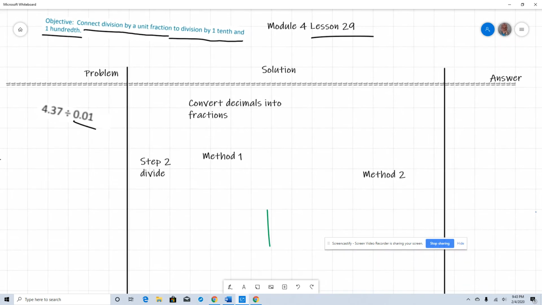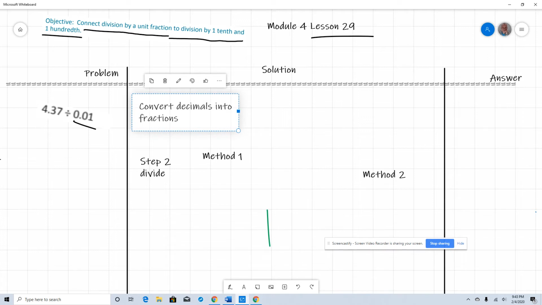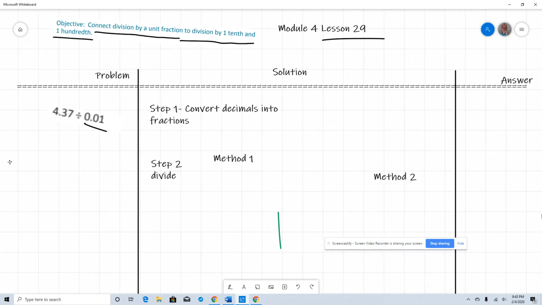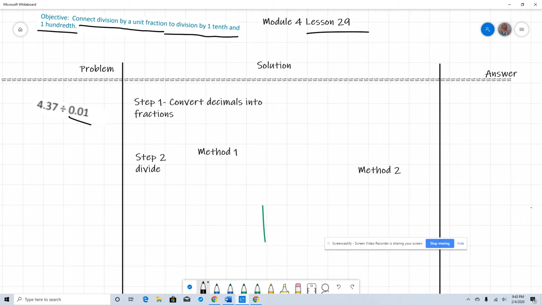Let me just move this information here. So this is our step 1. Let me type step 1 inside. Step 1. Okay, convert decimals into fractions. All right, let's get right down to it. So we're going to convert this decimal number into a fraction.